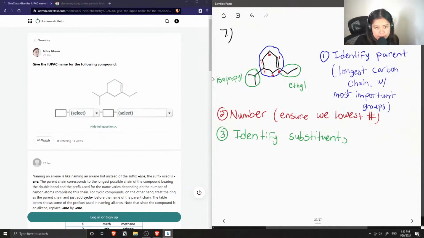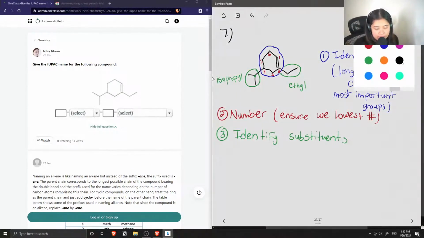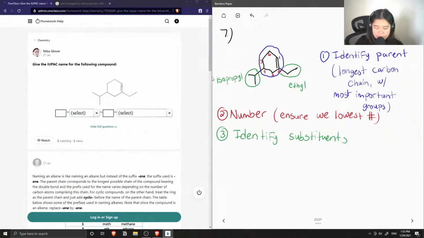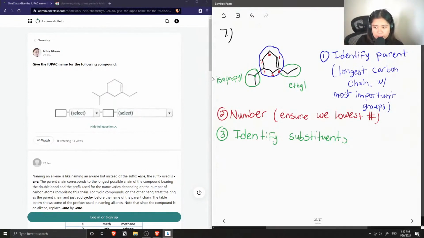And now we can finally name our compound. So we want to name our substituents first and show which carbon it is on. So we name it in alphabetical order. So first is our ethyl group, and it's on carbon 2. So we say 2-ethyl. And then on carbon 4, we have isopropyl.